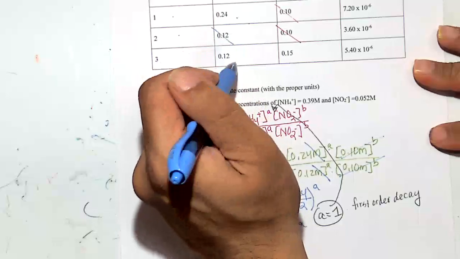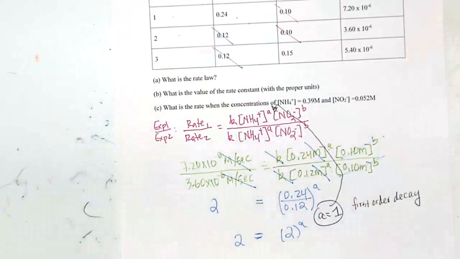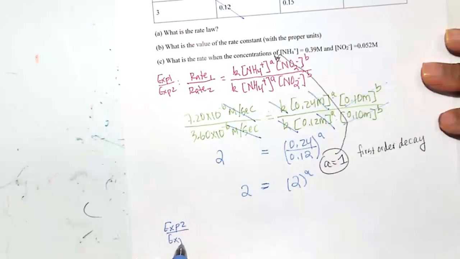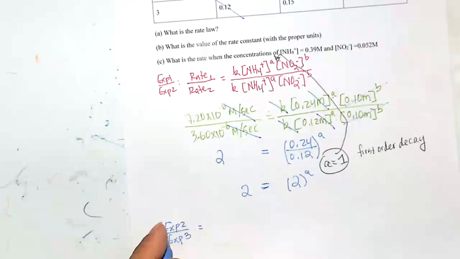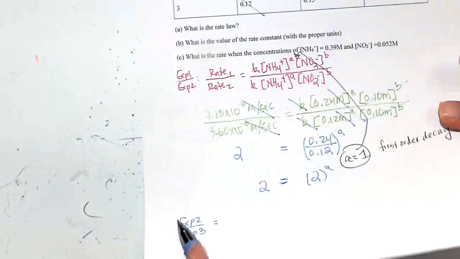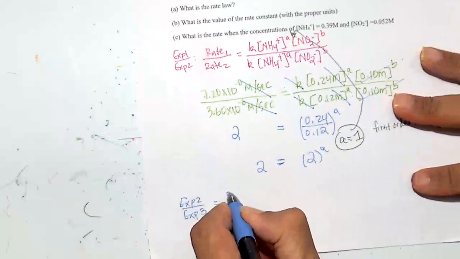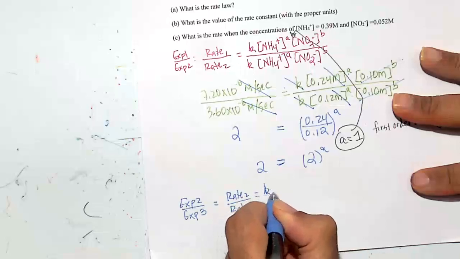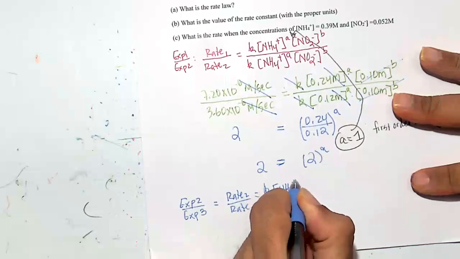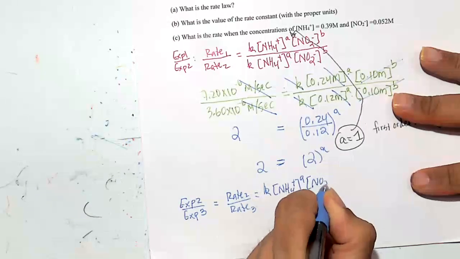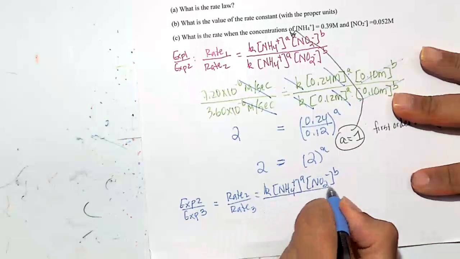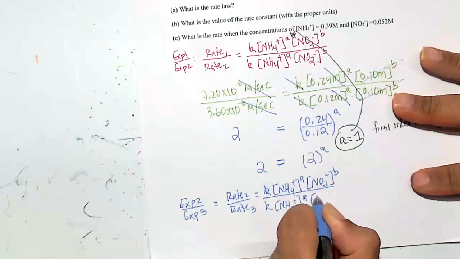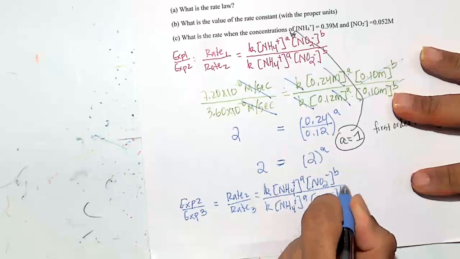Now I'm looking at this. I'm going to compare 2 and 3 now. So we can do experiment 2 over experiment 3, so rate 2 over rate 3, which is K times NH4 positive to the power of A, NO2 minus to the power of B, over K times NH4 positive to the power of A, NO2 minus to the power of B.